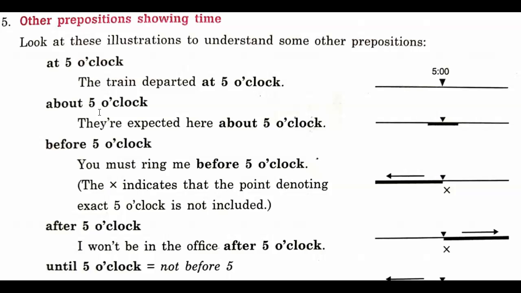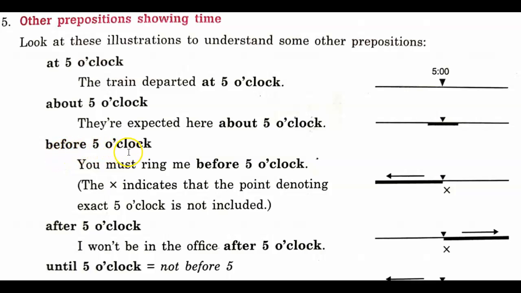It's before or after, somewhere around this time. It can be before that time, it can be after that time, it can be at that particular same time. So they are expected here about 5 o'clock. That means within this time period, before or after, or exactly at 5 o'clock, or it can be before 5, or it can be a little after 5.